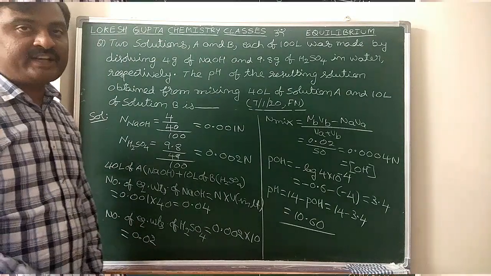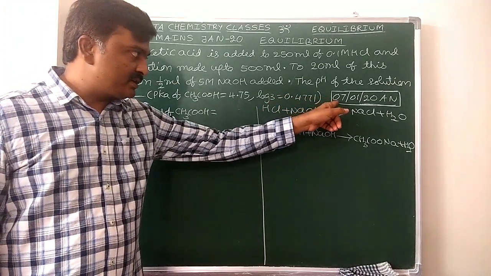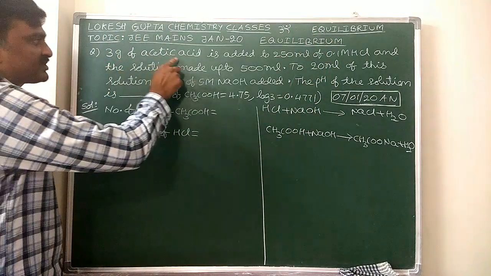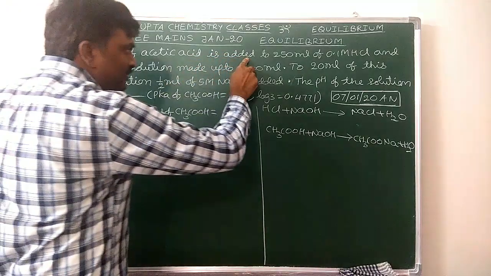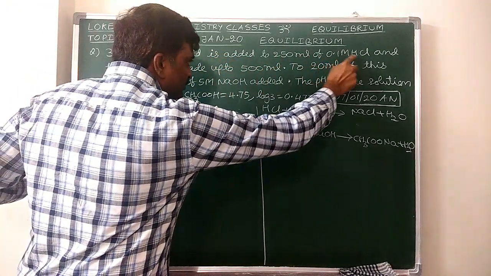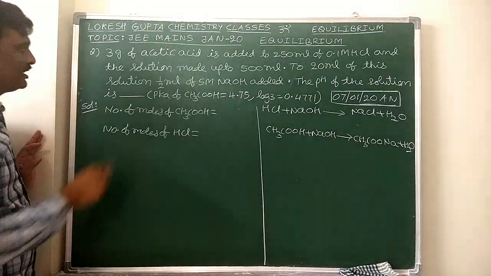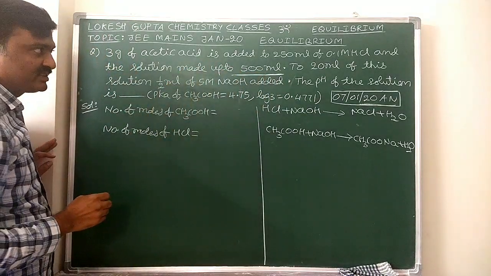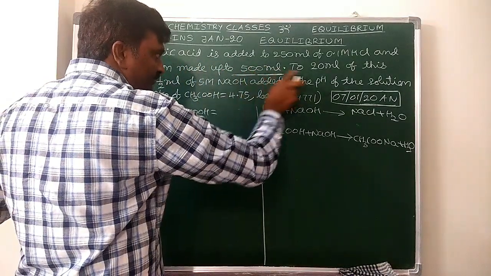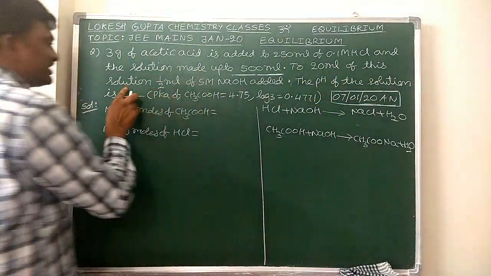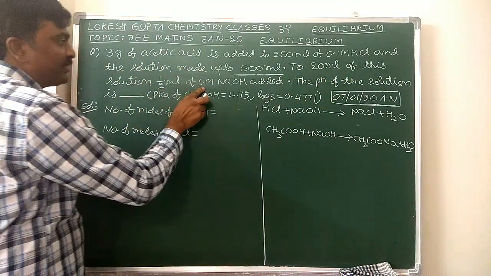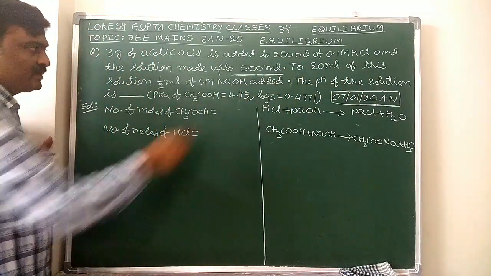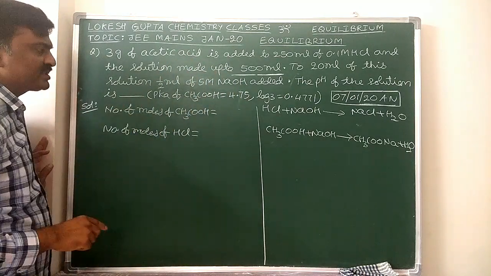Now come to the next question. This question was given on 7th January afternoon. The question is: 3 grams of acetic acid is added to 250 ml of 0.1 molar HCl and the solution is made up to 500 ml. Now, out of this 500 ml, to 20 ml of this solution, 0.5 ml of 5 molar NaOH is added. The pH of the solution is... log 3 value and pK of acetic acid are given.